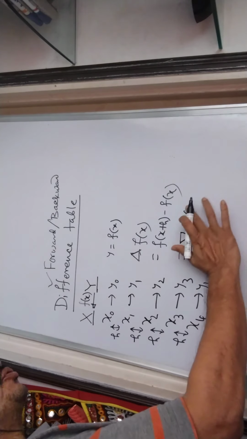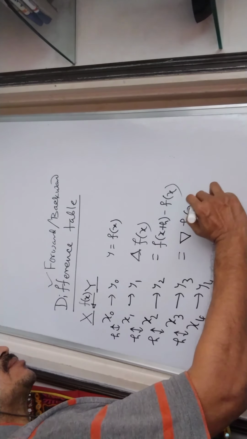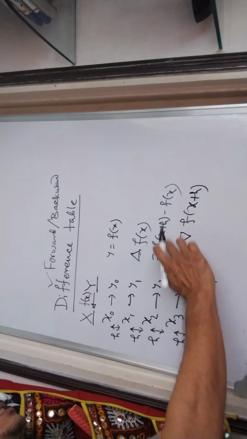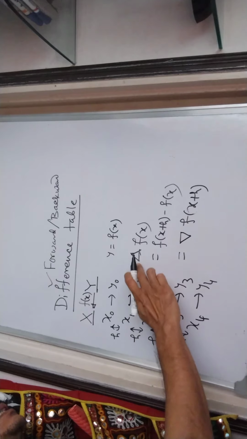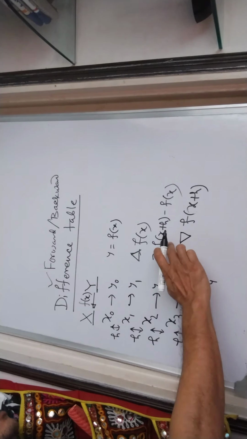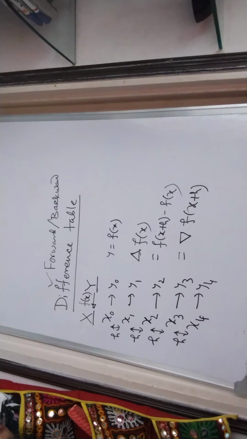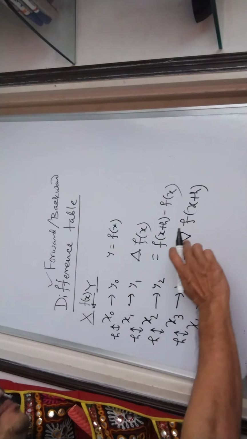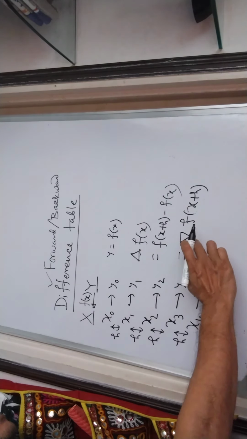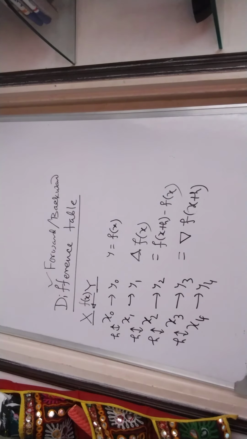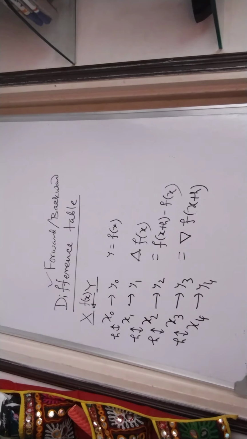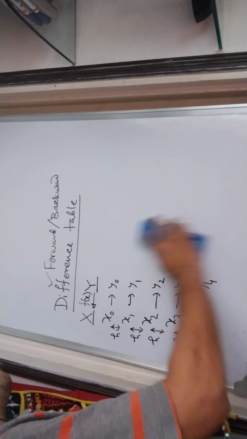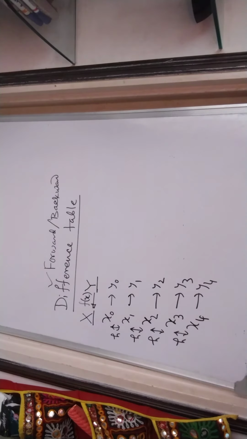Sorry, we should write it as nabla of f(x plus h). So this difference in the forward difference operator is represented as delta of f(x). So the difference f(x plus h) minus f(x) is actually delta of f(x). And in terms of nabla, that is backward difference, it is represented as nabla of f(x plus h). So with this preliminary concept, we move on to find the forward difference table first of this tabular data.